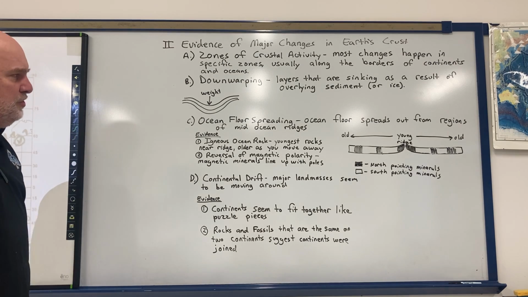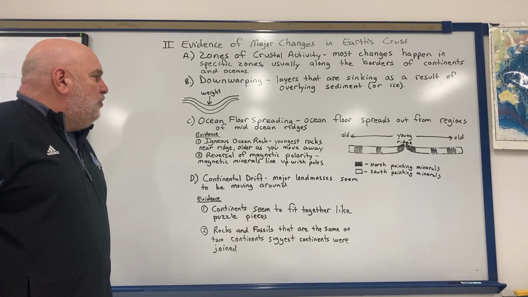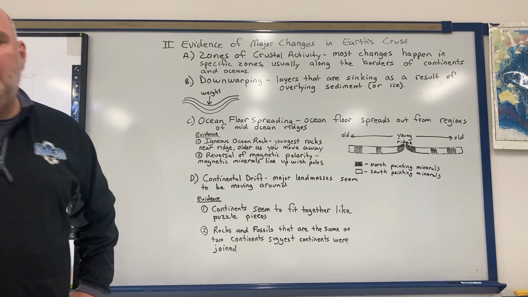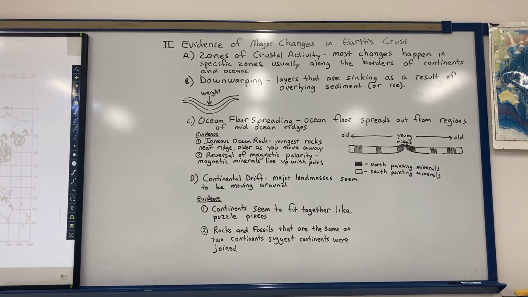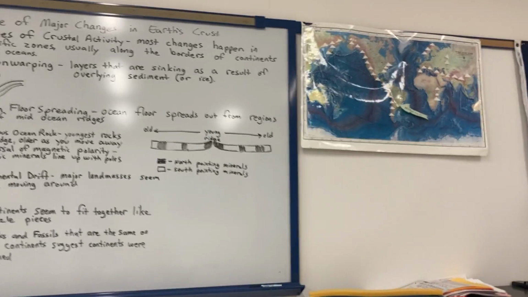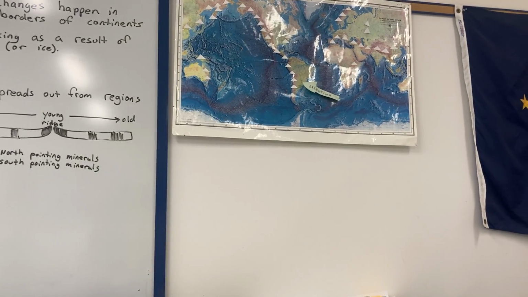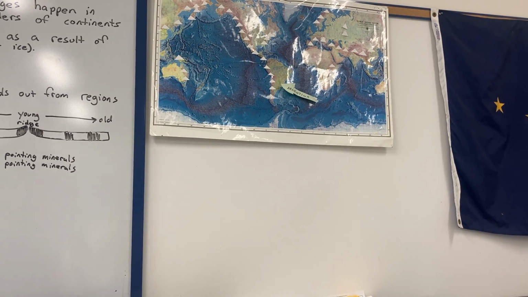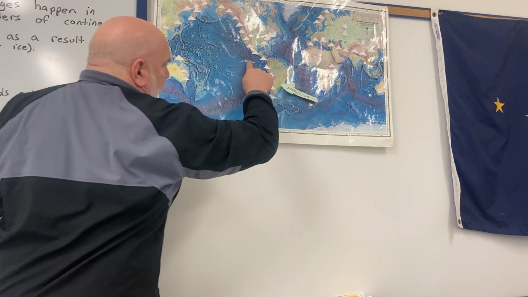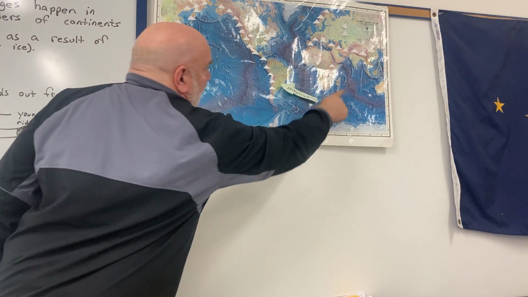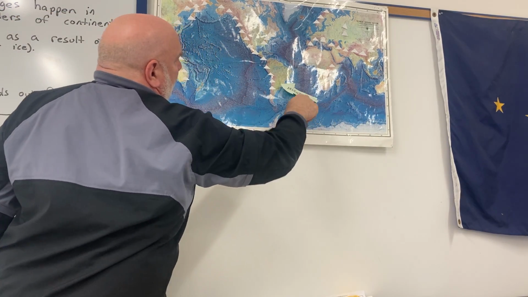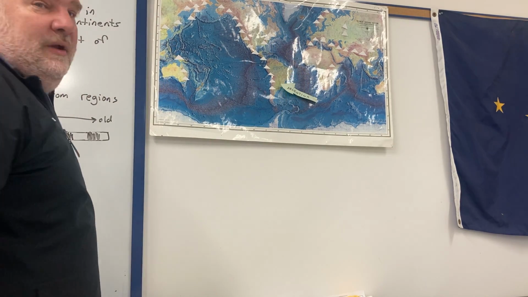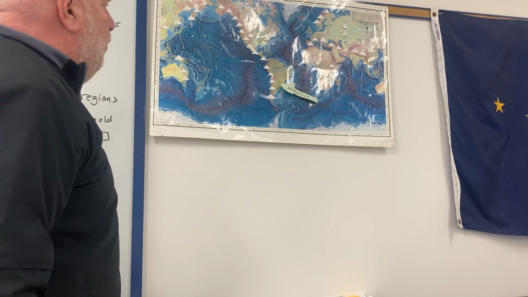Next, ocean floor spreading. Ocean floor spreads from regions of mid-ocean ridges. In the oceans, there are a bunch of mid-ocean ridges. On this map, here's the mid-ocean ridge right there, there's the mid-ocean ridge right there, and there's one down the middle of the Atlantic Ocean right there. So there's a bunch of ridges in the oceans around the world.